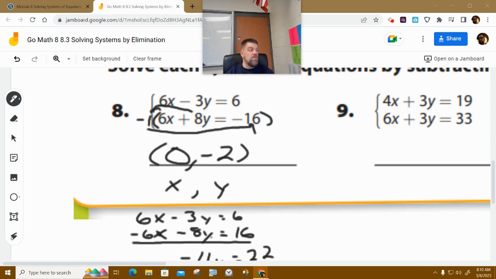What am I looking for when I graph these two equations? What does graphing these equations do to help me figure out this is the solution?